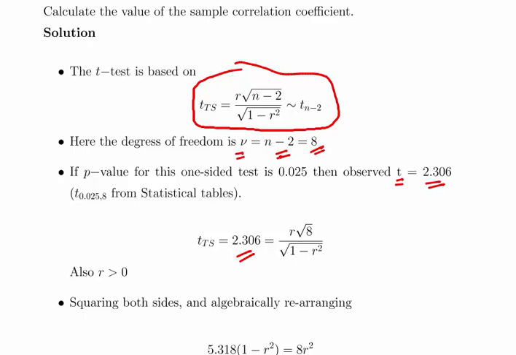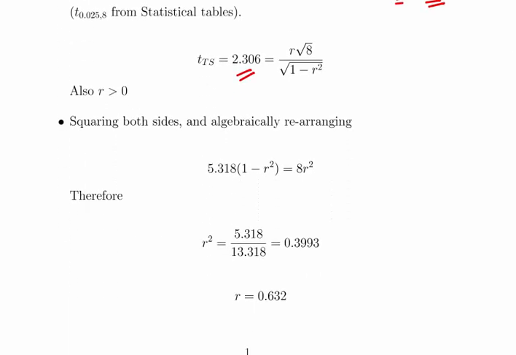Now essentially what we have to do here is just do a bit of calculator work. Squaring both sides and algebraically rearranging, we would get 5.318 times 1 minus r squared equals 8 r squared. That's squaring both sides as well. Just working that out, r squared is 5.318 divided by 13.318, and that works out to be 0.3993. Get the square root of that, and that is the correlation coefficient that we're looking for. We would get 0.632. So that's how we do that one.